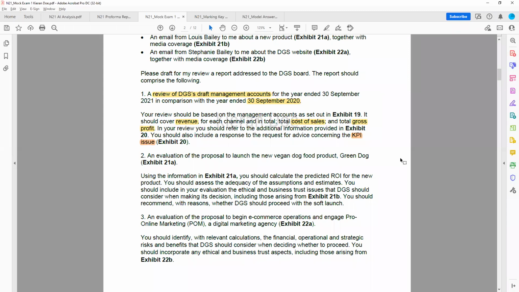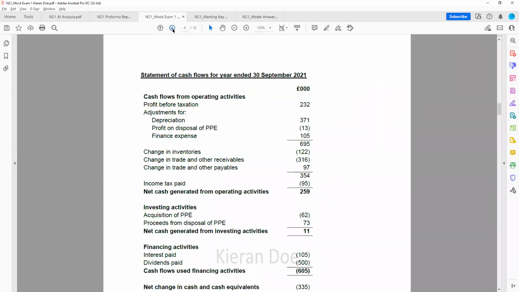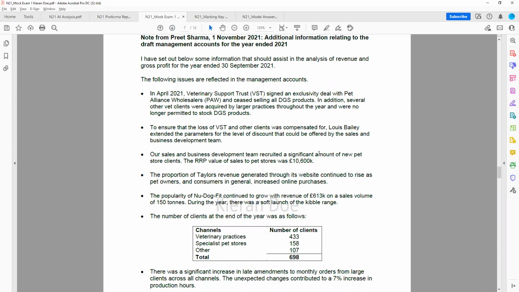So that's what requirement one involves, high level. And we're going to talk about it in a bit more detail when we get on to looking specifically at requirement one. But, high level, what you'll have is the latest set of management accounts, and you'll be given some narrative as well, which will essentially give you the reasons why certain items have gone up or down, why revenue has gone up, why profit margins have fallen.